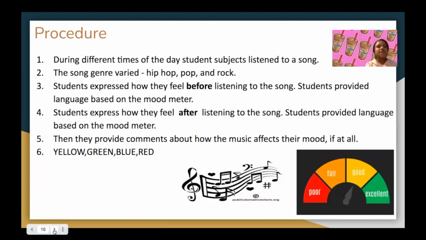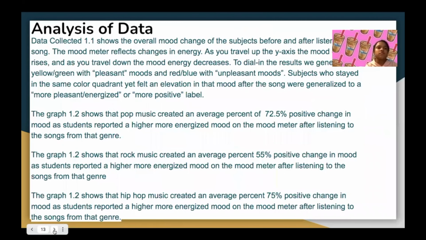Procedure. 1. During different times of the day, student subjects listen to a song. 2. The song genre varied: hip-hop, pop, and rock. 3. Students express how they feel before listening to the song. Students provide language based on the mood meter.